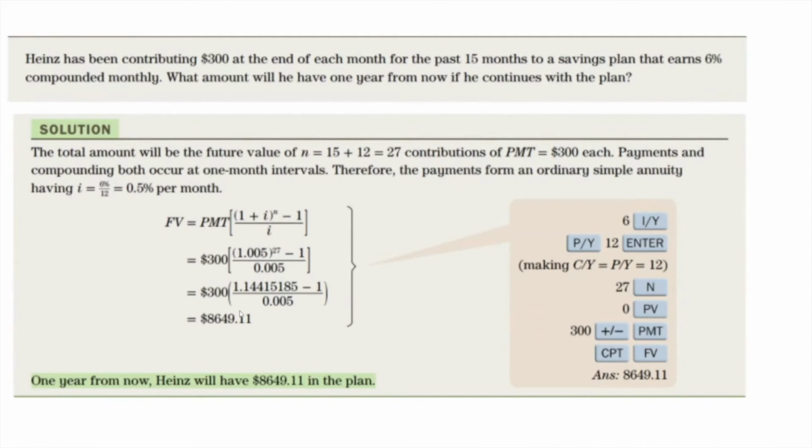Do the math on that, and that comes to $8,649.11. In other words, at the end of the period, if we drew a timeline, and we're asking what's going to be at the end, there would be $8,649.11 in the plan.